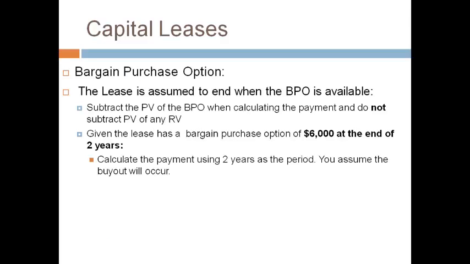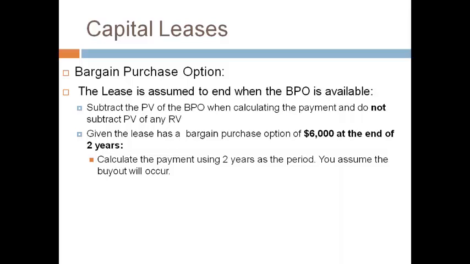A bargain purchase option allows the lessee to purchase the asset at a specific date during the term of the lease at a price that the lessee would not turn down. It is assumed that the lessee will purchase the asset at the bargain purchase price. As such, the lease term is assumed to end on the date of the purchase option.